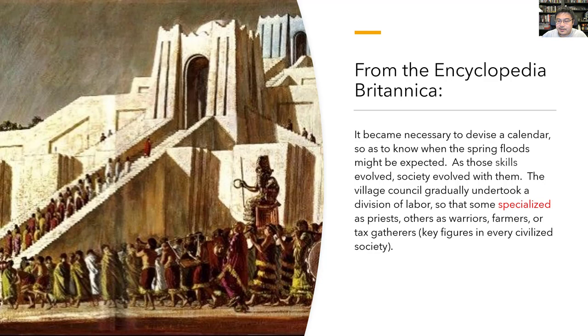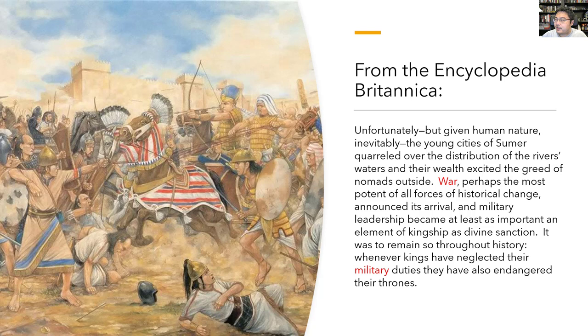Unfortunately, but given human nature, inevitably, the young cities of Sumer quarreled over the distribution of the river's waters, and their wealth excited the greed of nomads outside. War, perhaps the most potent of all forces of historical change, announced its arrival, and military leadership became at least as important an element of kingship as divine sanction. It was to remain so throughout history. Whenever kings have neglected their military duties, they have also endangered their thrones.